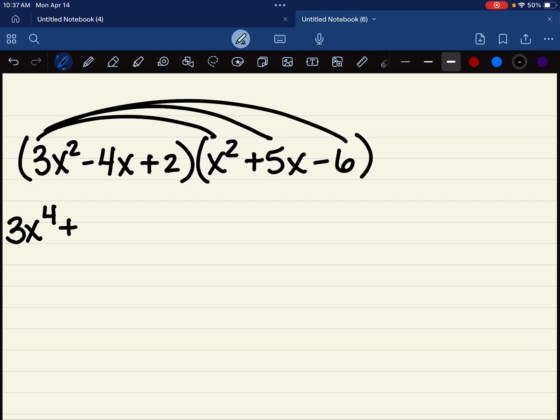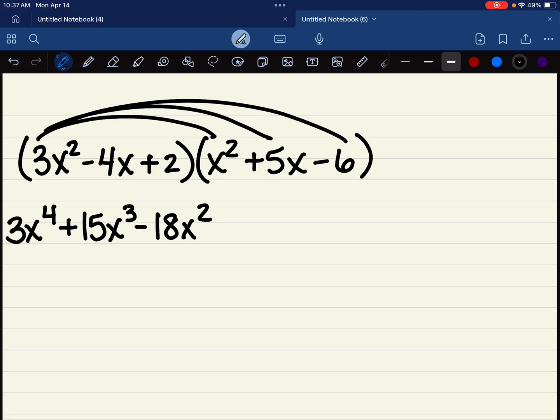Plus 15x to the third. Good. And then minus 9x squared, not 9. Oh, 12. 18. What's 3 times 6? Give me a real answer. 18 what? X squared. Okay. JC, do the next part.